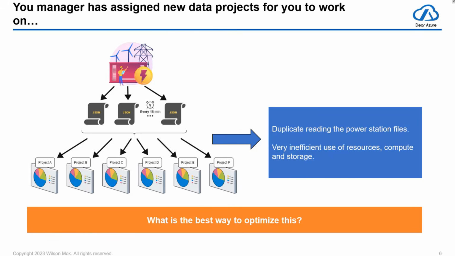As you work through the various projects, you quickly observe that you're reading the power usage data over and over again. You're applying the same logic: you take the file, apply some cleansing rules to it, structure it a specific way, and then use it for each individual project. This duplication of work is very inefficient, time consuming, and it increases the cost of the Azure consumption at the organization. So is there a better way for us to optimize this?